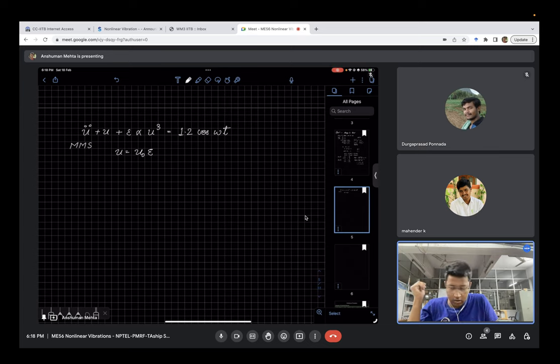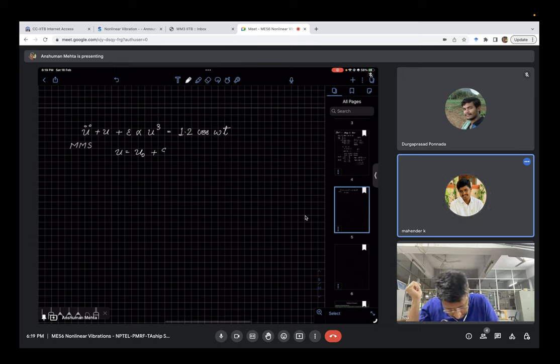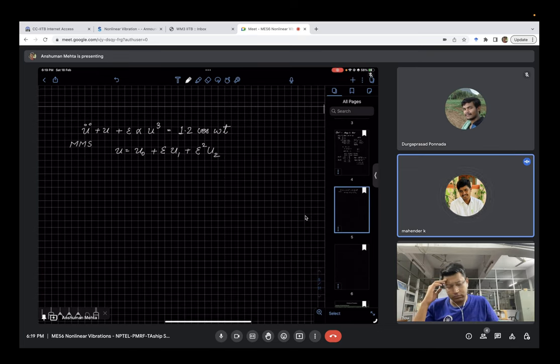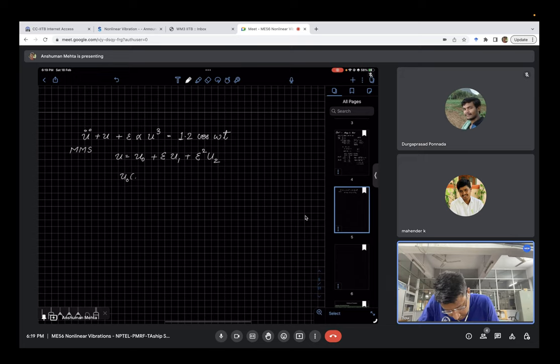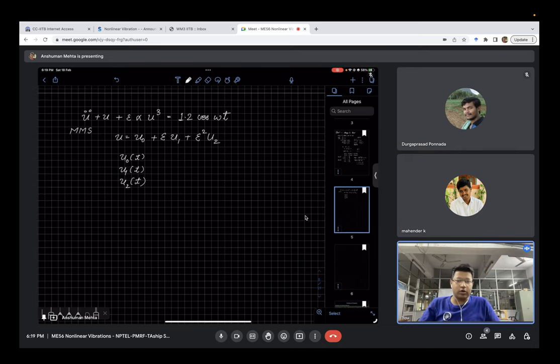U naught, epsilon. U1, U2, okay. Oh, we don't have to go to MATLAB for this. So you have to put these values. So all these U are functions of time, right? We just have to put the value. So what is the problem? Like, I couldn't get.